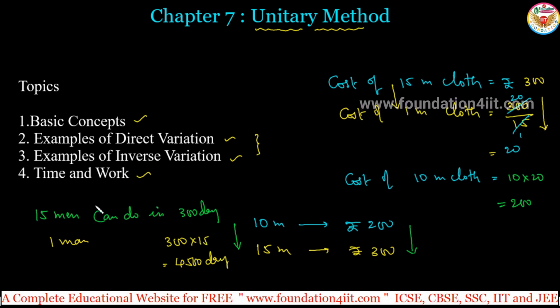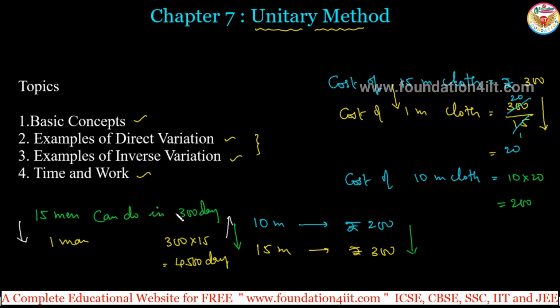So when 15 members do some work in 300 days, if you want the same work done by one member, he will take 300 into 15, 4500 days. Right? In the same way, one quantity is decreased, then the other quantity is increased. So 15 to 1, now 300 to 4500. So an increase in one quantity causes a decrease in the other. In the same way, a decrease in one quantity causes an increase in the other. This type comes under inverse variation.